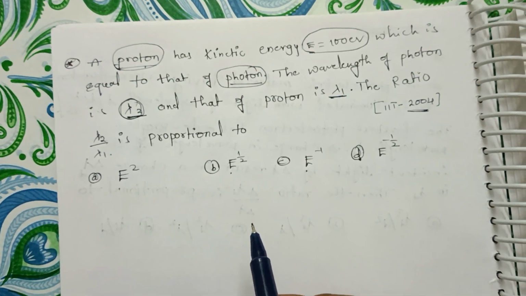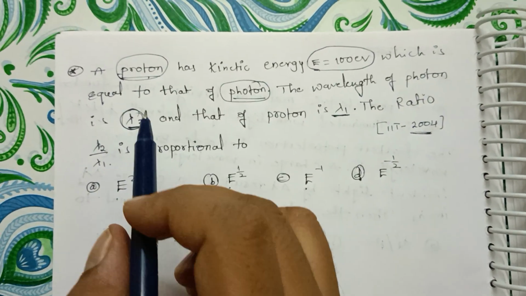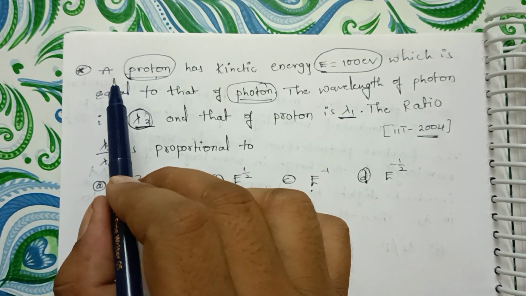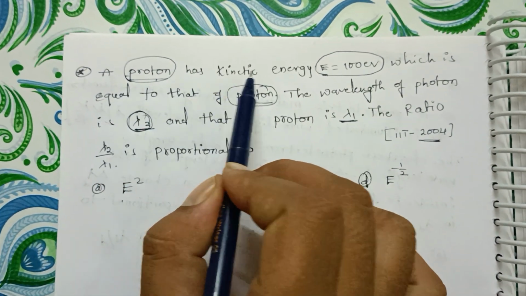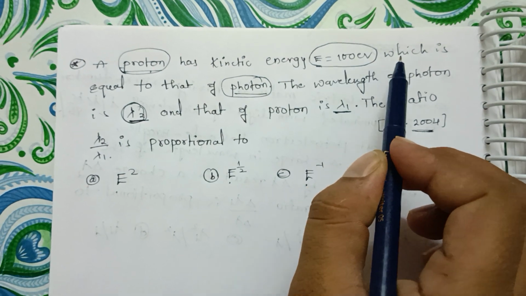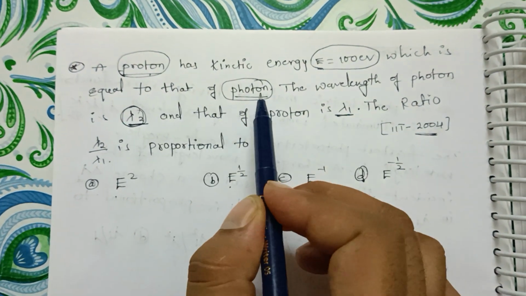So dear student, everyone see this question, how to solve this question. So everyone read the question once. A proton has a kinetic energy E equal to 100 electron volt, which is equal to that of a photon.